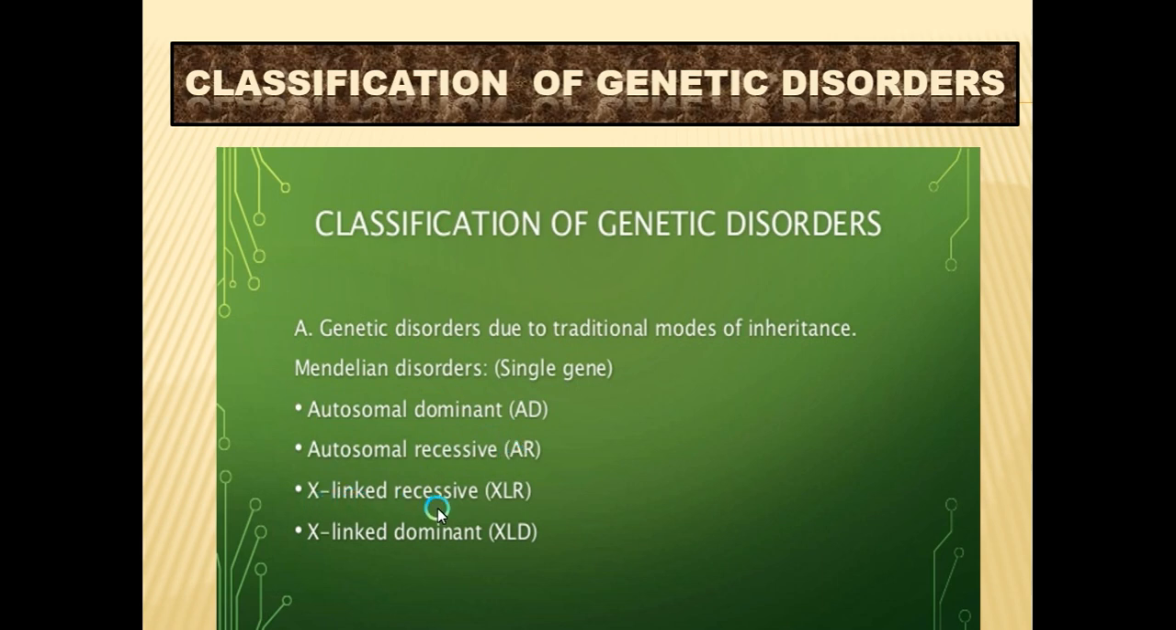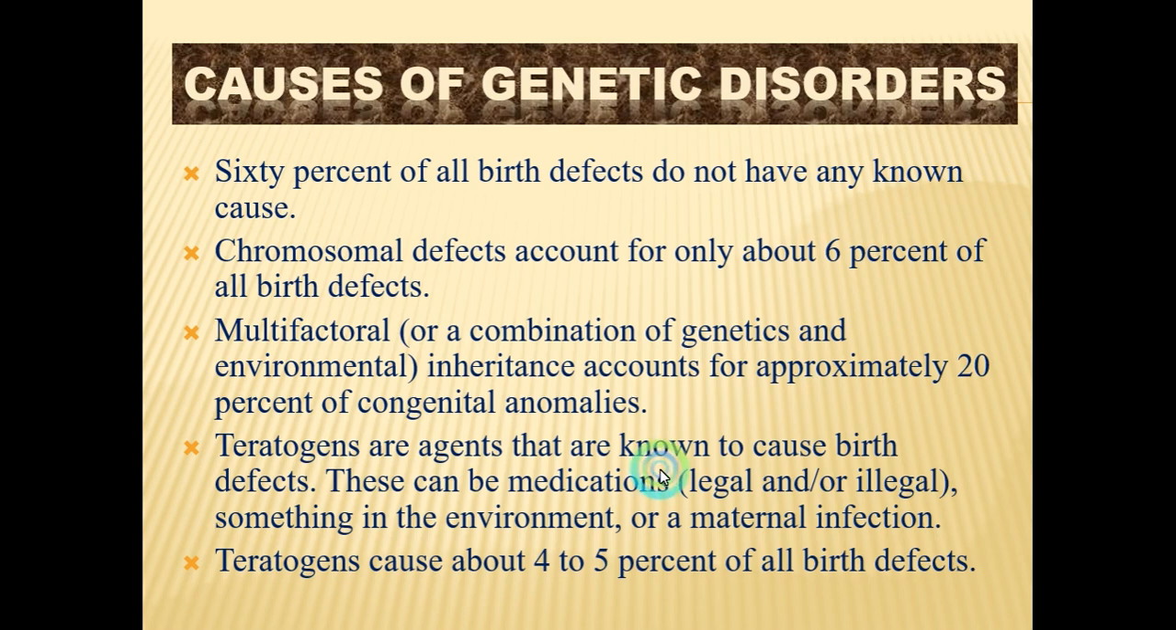Then we have X-linked recessive and X-linked dominant. So that is XLD and XLR. Okay, so we shall be studying the details of all these things. Now, causes of genetic disorders.